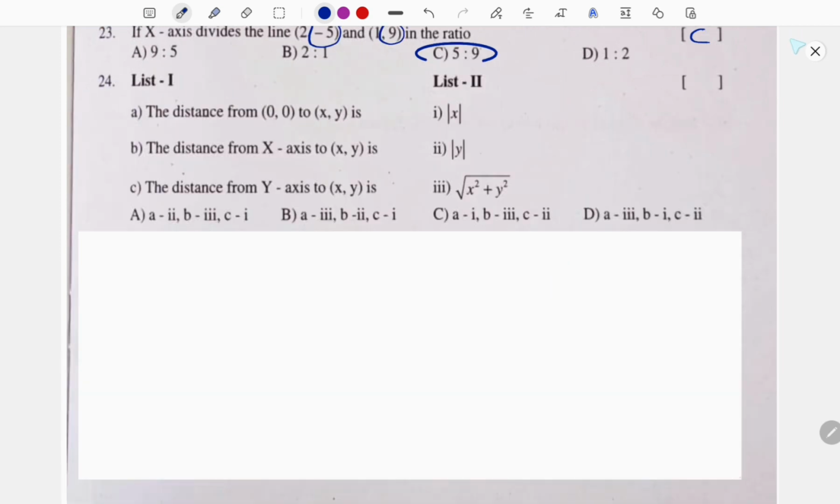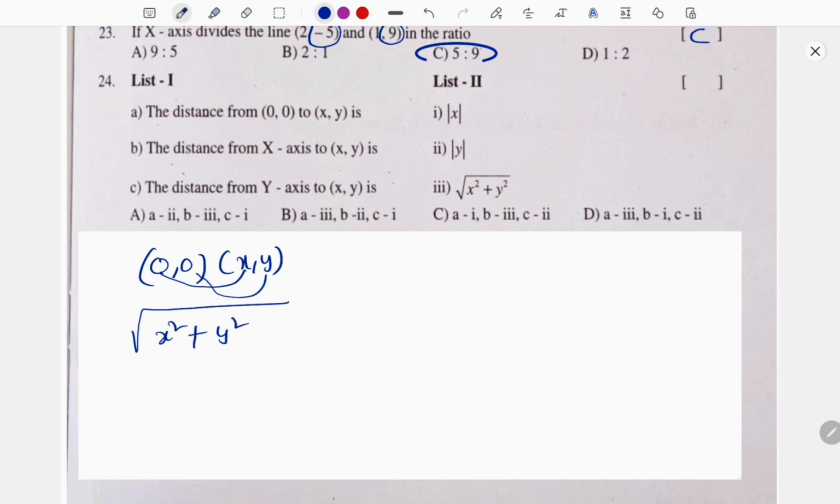Okay? Now 24th question. The first one, A: the distance from (0, 0) to (x, y). Now the distance is root over (x minus 0) whole square, that is x square, plus (y minus 0) whole square, y square. So root over x square plus y square. So the first option, option A, is option 3.